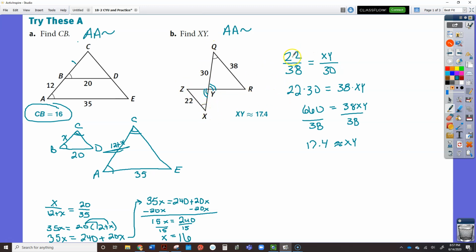22 over 38. I chose to go with the small triangle measurements on the top and the big triangle measurements on the bottom. So that's why I put 22 over 38, and XY because it's from the small triangle, over 30. That's going to be the place where a lot of people mess up. You're going to flip these two. Cross multiply and divide and you get XY equals 17.4.